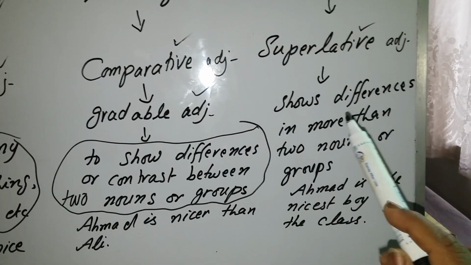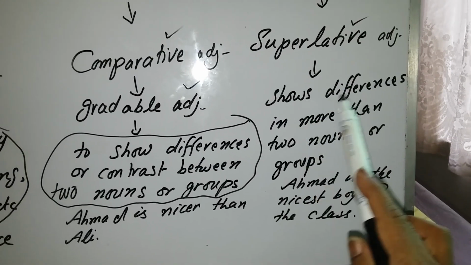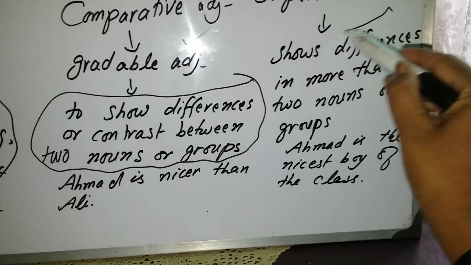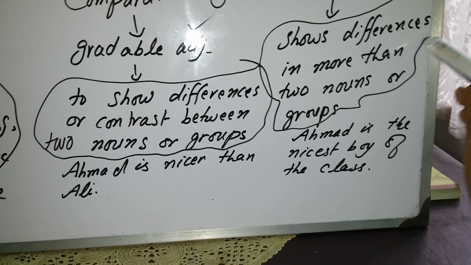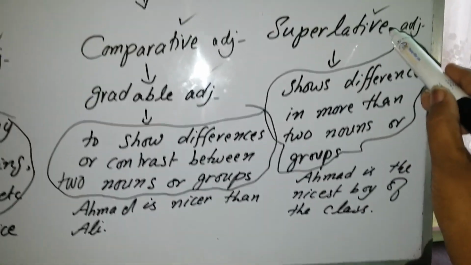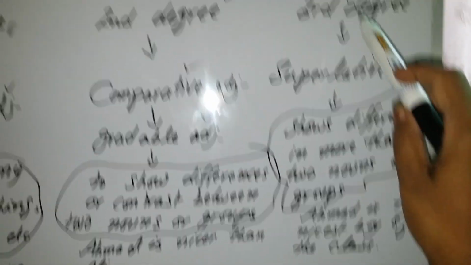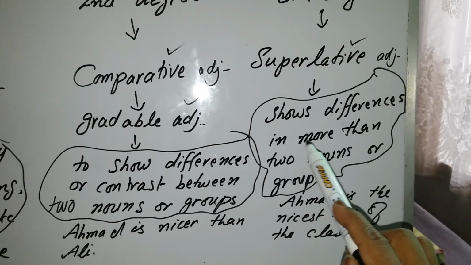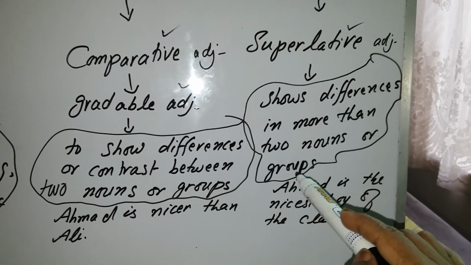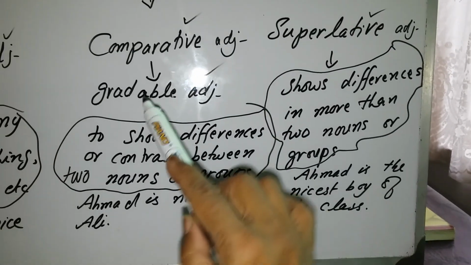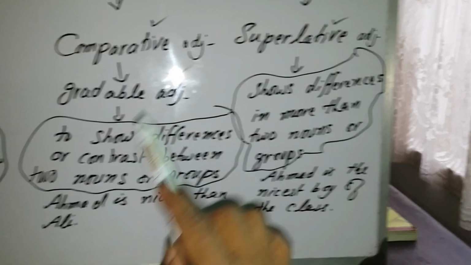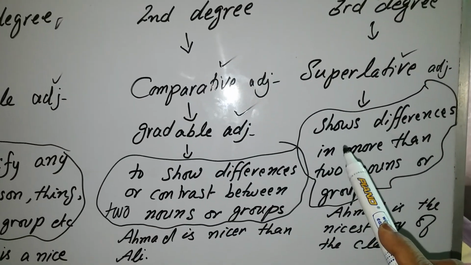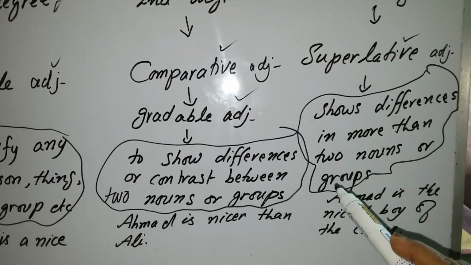In superlative adjective, we use them to show differences in more than two nouns or groups. We use the superlative degree, the third degree, in which situation? When we want to show differences in more than two nouns or groups. In comparative, we compare two nouns or two groups, but in superlative, we show the difference between more than two nouns or groups.